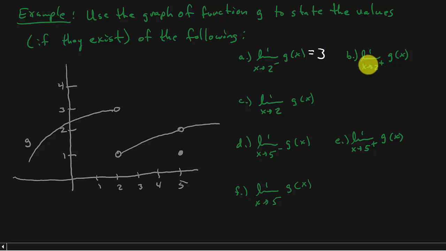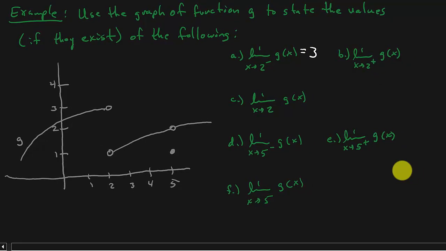Now, the limit of g of x as x approaches 2 from the right-hand side. All right, so now I'm coming in from the right-hand side. So if I'm coming in from the right-hand side, I'm up here on this graph, and you can see as I'm getting closer and closer to an x value of 2, my y value is getting closer and closer to 1. And so this would be 1. So this is the limit as x approaches 2 from the left. This is the limit as x approaches 2 from the right.